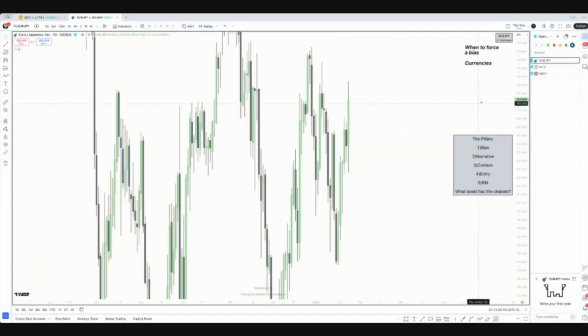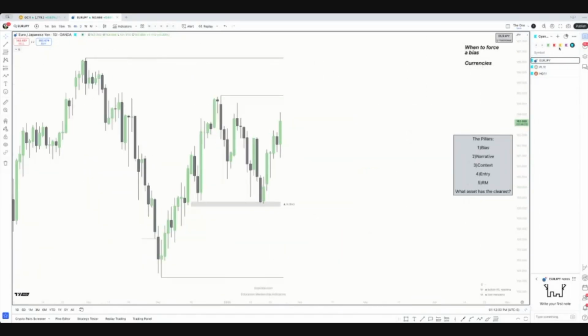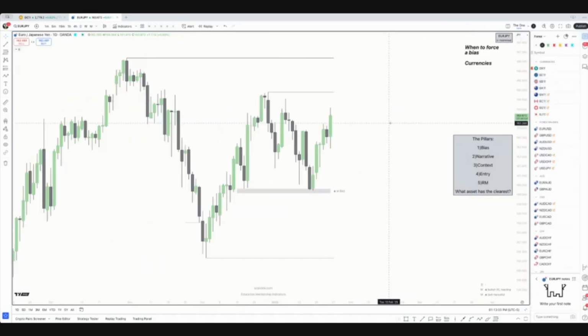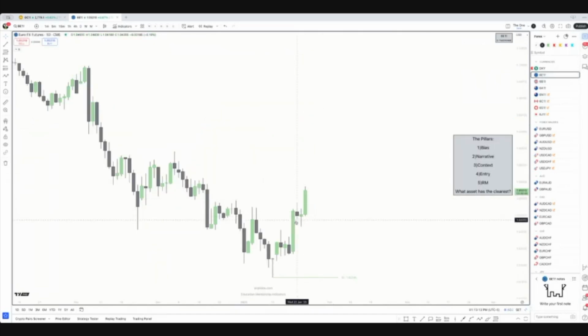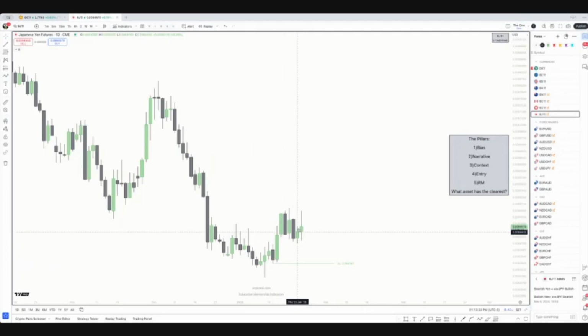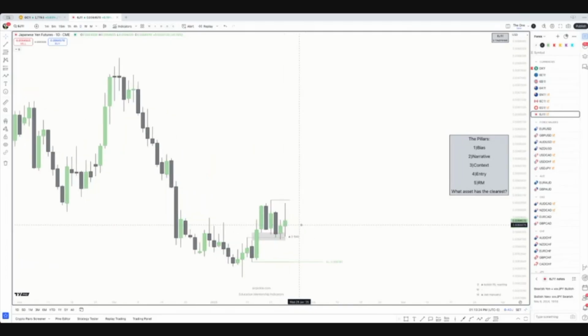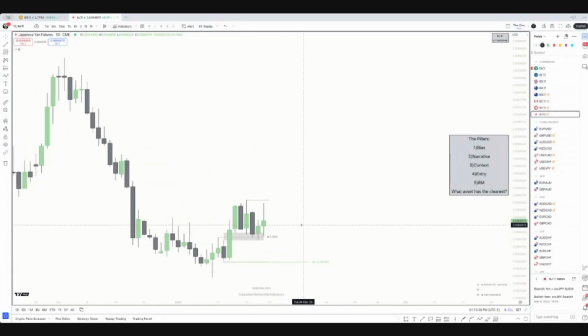And just a quick note on currencies here. Why was Euro JPY strong? Well, remember, we want to pair a strong currency with a weak currency or a consolidating currency. So if we look at Euro, it's been extremely strong. Bullish fair value gaps, large displacement. Compared to something like JPY, it's been weaker. It's been relatively weaker.